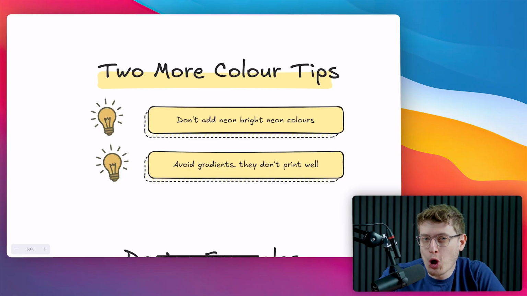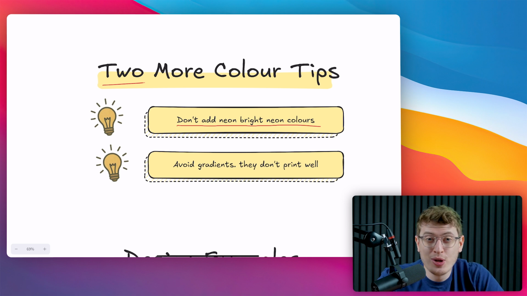Here's 2 more top tips for adding colors to your design. 1, don't add neon bright colors, whether it's yellows, greens, reds, purples. Try to avoid bright neon colors. Don't ask why, it just looks terrible. It should never be on a t-shirt.